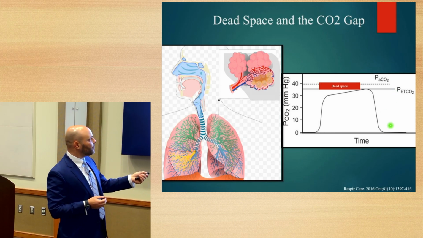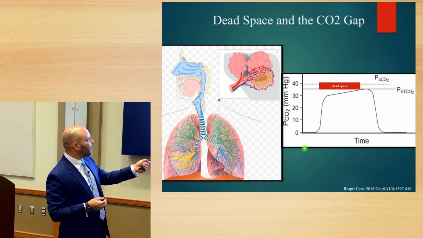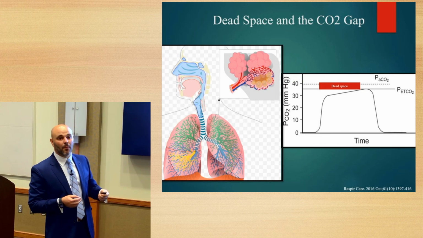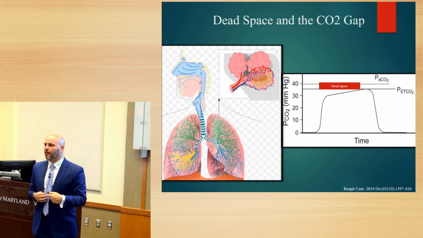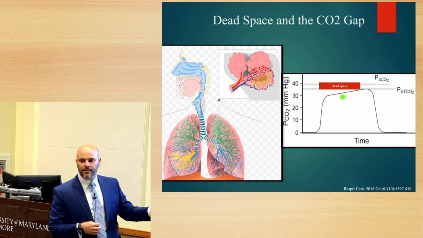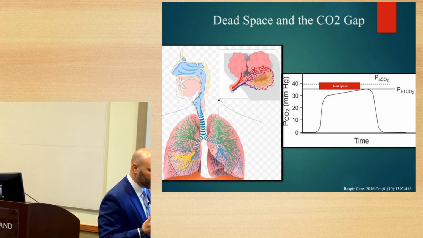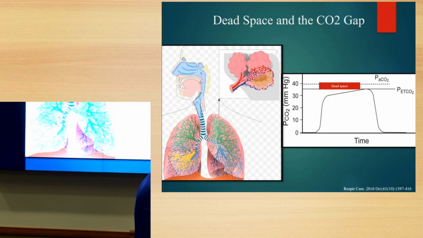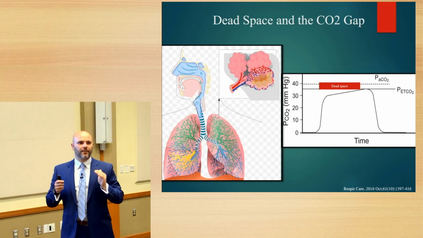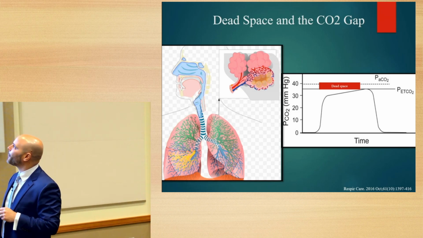End-tidal CO2, this is a normal waveform here. We'll go over that in a second. And then the arterial CO2 can potentially be a lot higher depending on how much dead space we have in our physiology. With more dead space, that gap increases from what we're detecting. So it's good to have an idea of the amount of dead space per patient to give context to the capnography readings that we're getting.